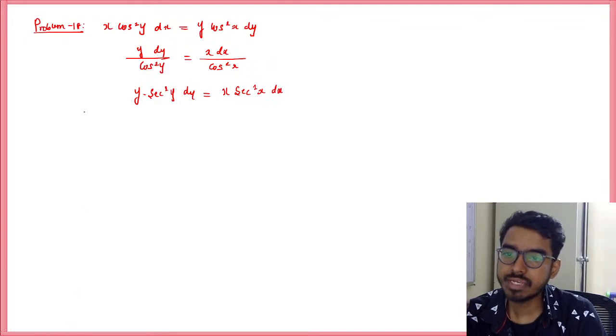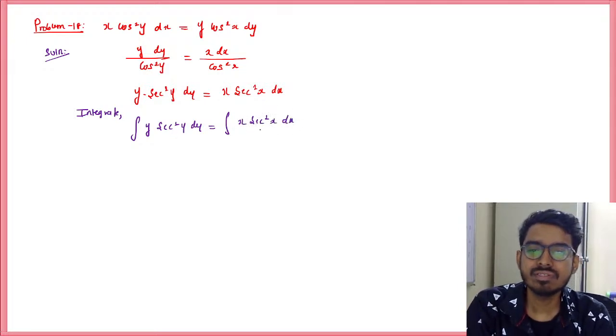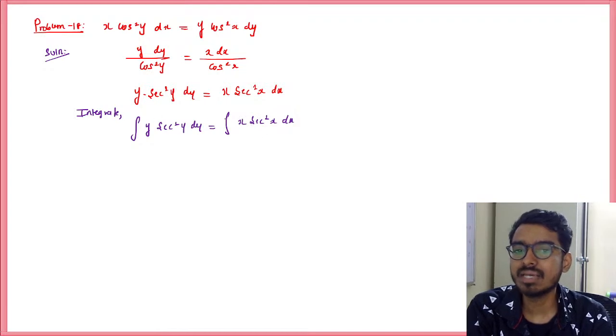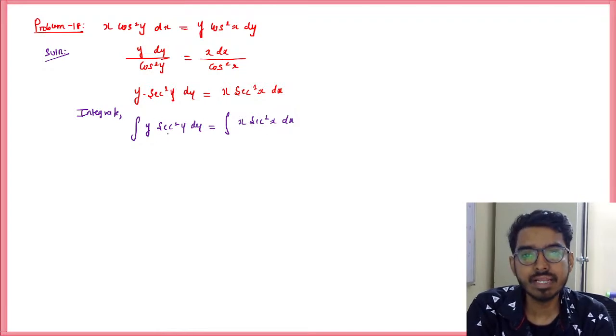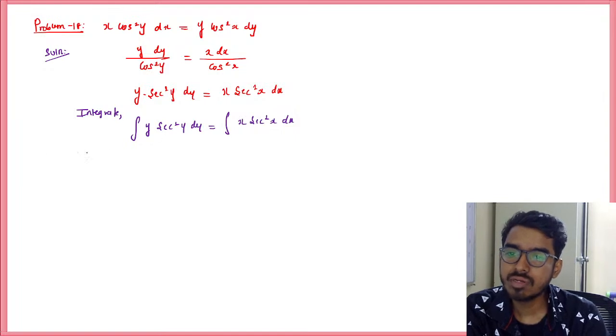So integrate on both sides. To integrate, we will have integration of y into secant square y dy is equal to integration of x into secant square x dx. Now let us do it once, right? x and y are just dummy variables. When you perform one integral, from that answer you can just replace y by x to get this integral, right? So we'll only find integration of y into secant square y dy, right?